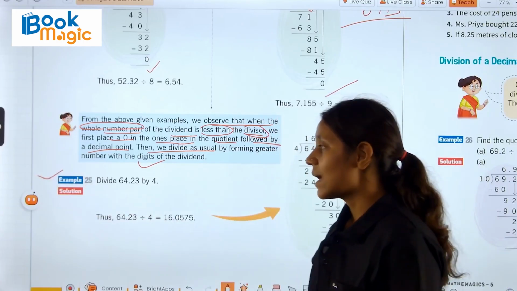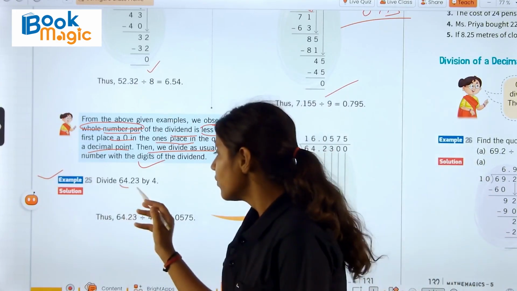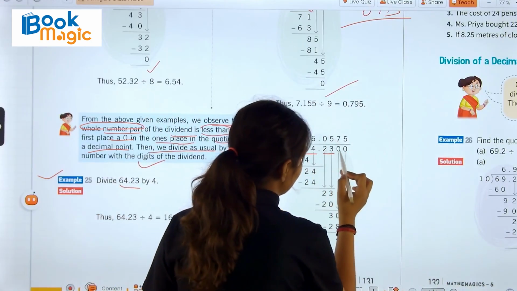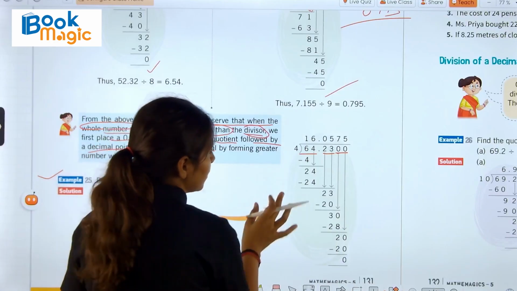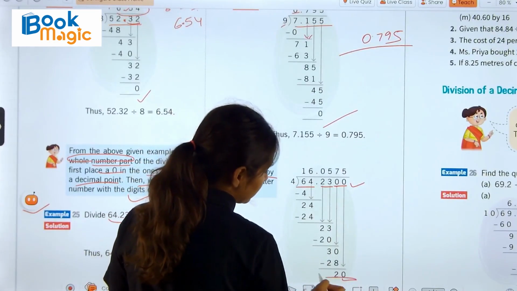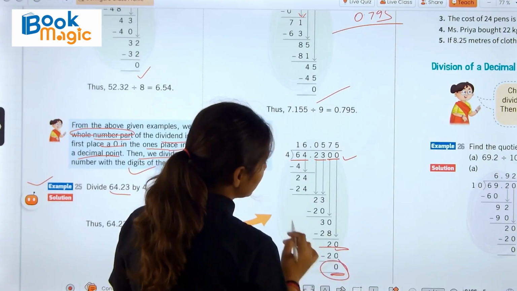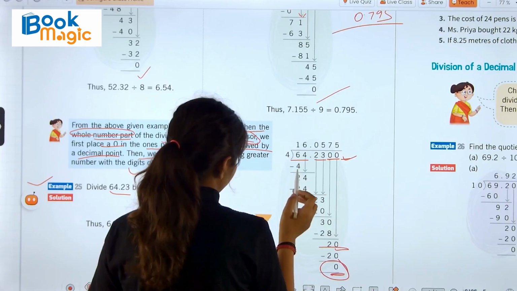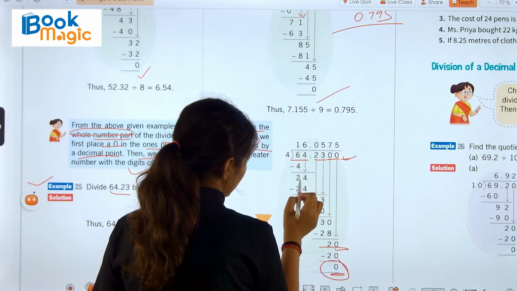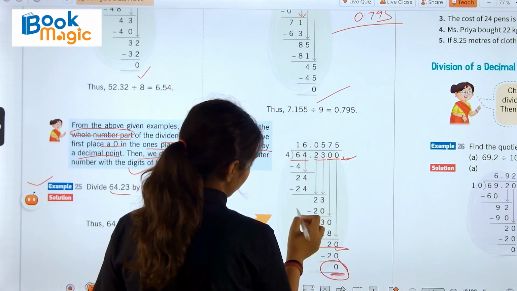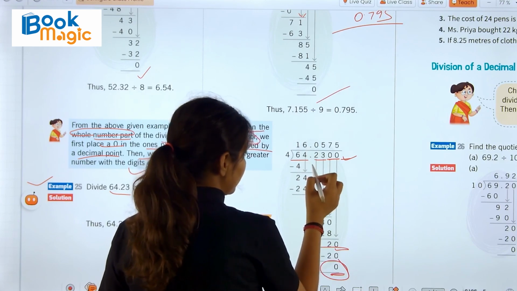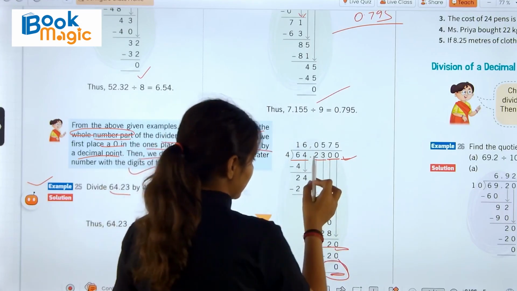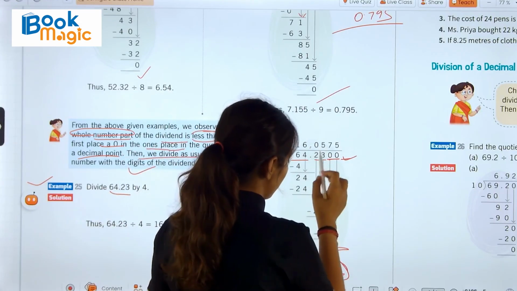Here we have example number 25, divide 64.23 by 4. So as we can see here 64.23, then adding two zeros also. Okay, for getting the remainder. For getting the remainder only we are adding two zeros. See, 4 16s are 60, 4 ones are 4, so we are getting 2 here. Then 4 6s are 24, 24 minus 24 is 0. Now we have some more values, so we are putting the decimal here, then we are writing a 2, then 3, 23, 4 5s are 20.